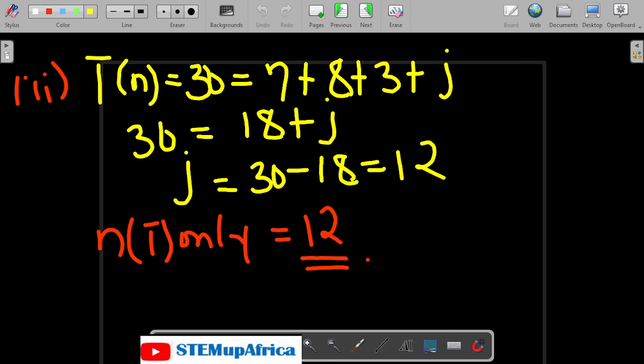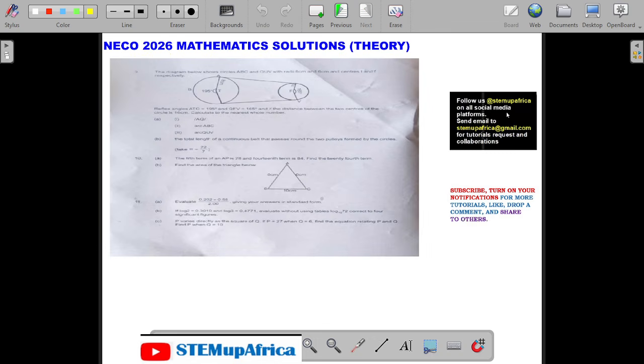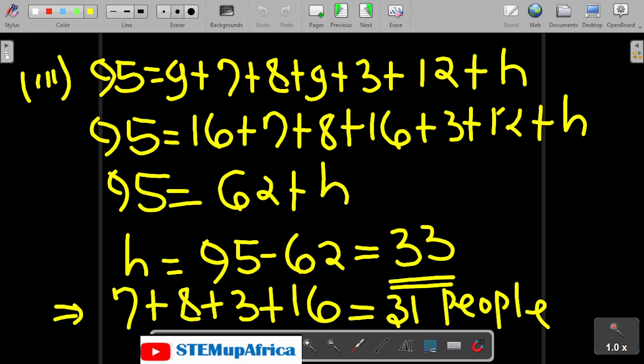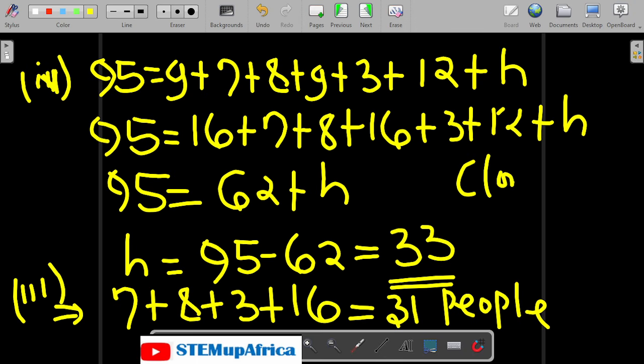Roman figure 4 says number who travel by car only. That we just did. So we're supposed to solve this one as Roman figure 3, and all of this is Roman figure 4. So car only is simply 33. So that is the procedure. So take notes.